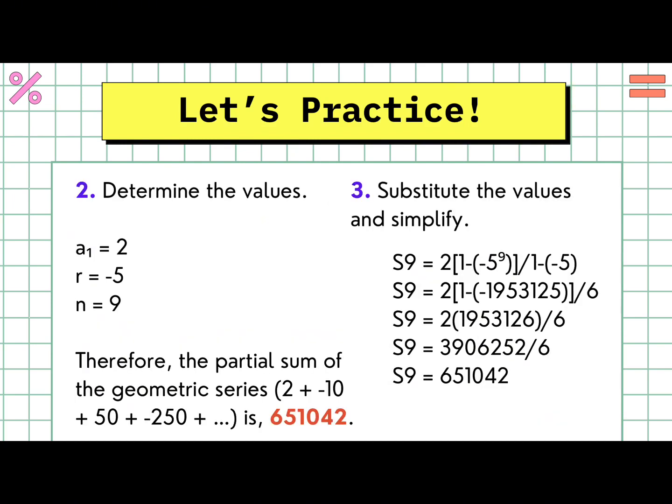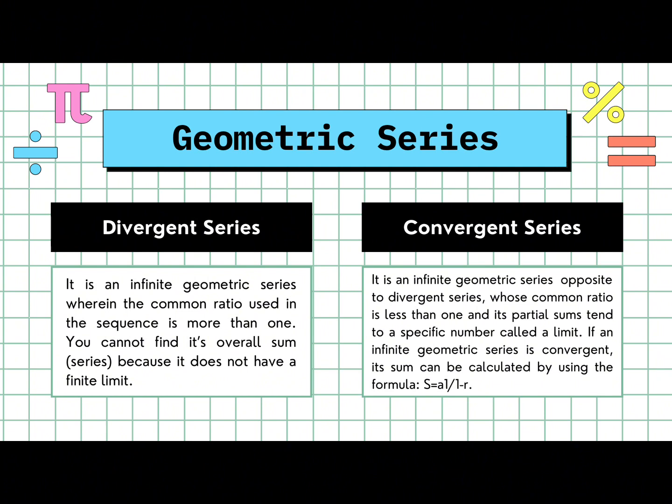Now, given the geometric series, we first need to identify the corresponding values where a sub 1 is 2, r is equal to -5, and n is equal to 9. Next, we substitute the values into the formula, which makes it S sub 9 is equal to 2 times 1 minus -5 raised to the power of 9, divided by 1 minus -5. And then, we simplify. Thus, the sum is 651,042.